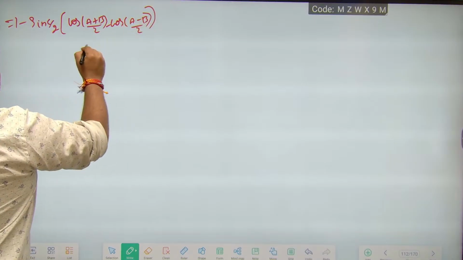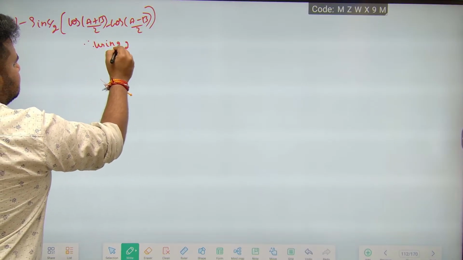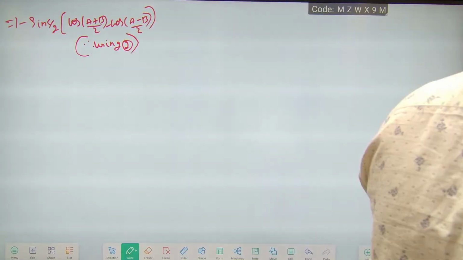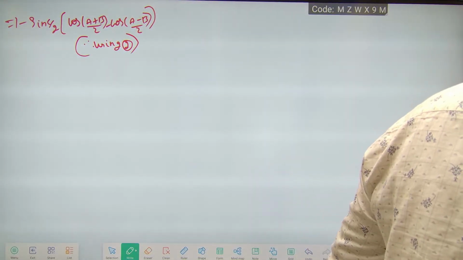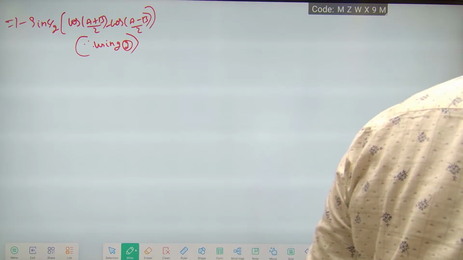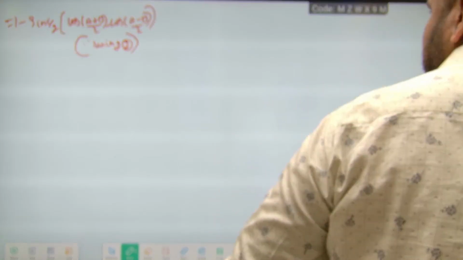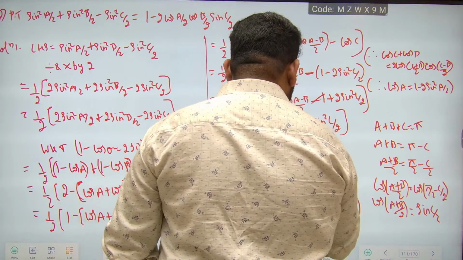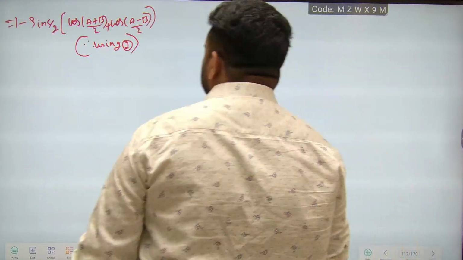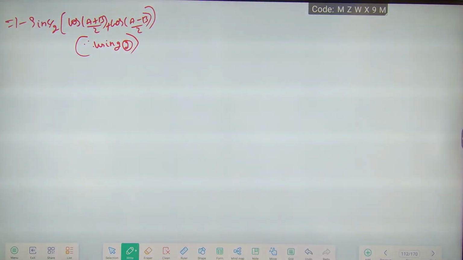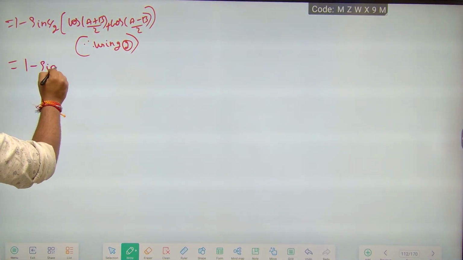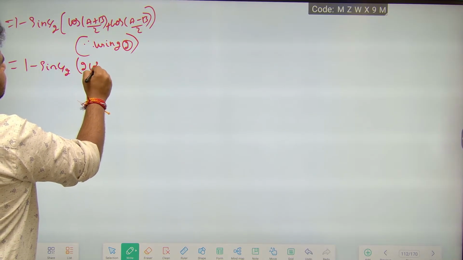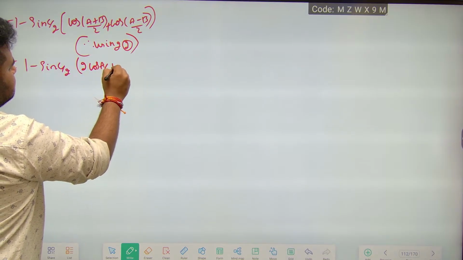Therefore, using equation 2, this is the reason we write cos of (A minus B) by 2. Now if this is minus, this will become plus. So cos of (A plus B) by 2 plus cos of (A minus B) by 2 is equal to 1 minus sin C by 2 into 2 cos of A by 2 into cos of B by 2.